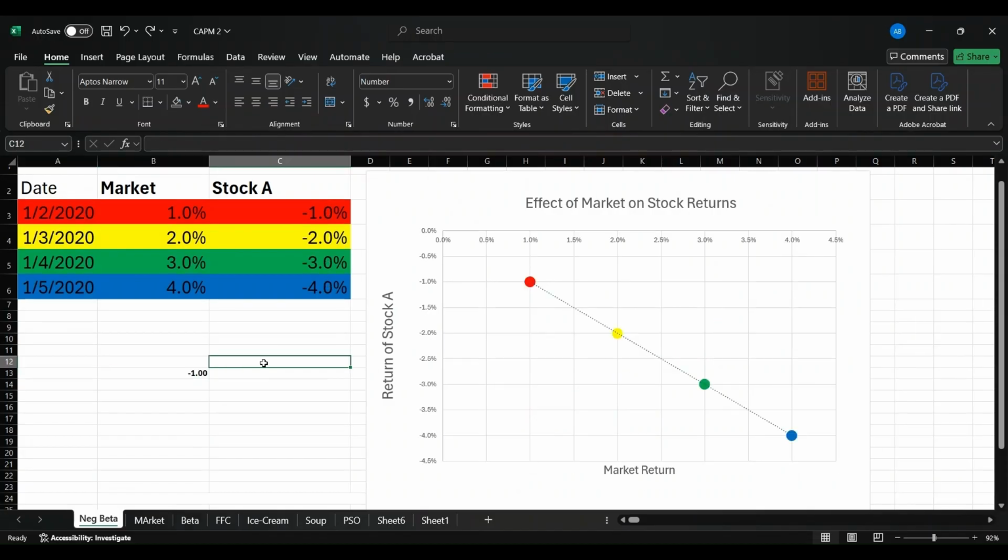Moving on, and this is a rare occurrence, but it is also possible for a stock to be negatively correlated with the market, and therefore it will have a negative beta. For example, if the market increases by 1%, the stock decreases by 1%. A negative beta represents the stock returns moving in the opposite direction as the general market trend, and a positive beta reflects movement in the same direction of a stock's returns as the general market.